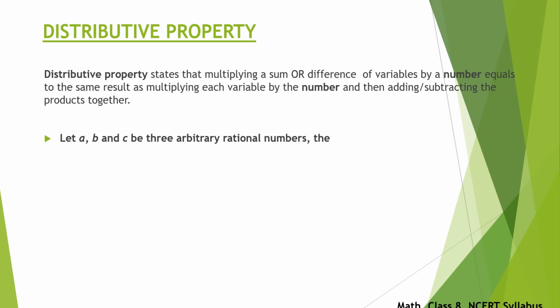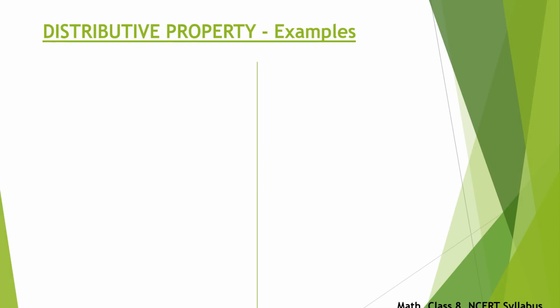Let us understand it. Let a, b and c be three arbitrary rational numbers, three different rational numbers. Then if I am saying a into b minus c, I am taking the difference and multiplying a rational number to the difference, it will result in ab minus ac, or a into b plus c is equal to ab plus ac. So what I have done, I have multiplied the number to both the numbers and then subtracted or added the products together. Let us understand it through some examples.